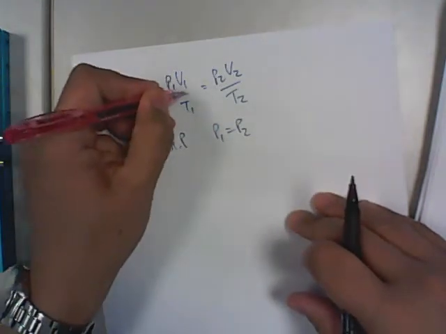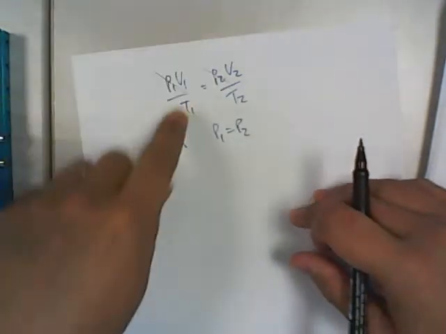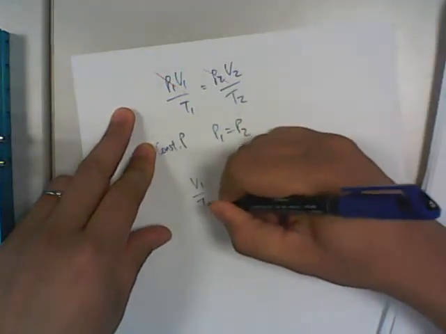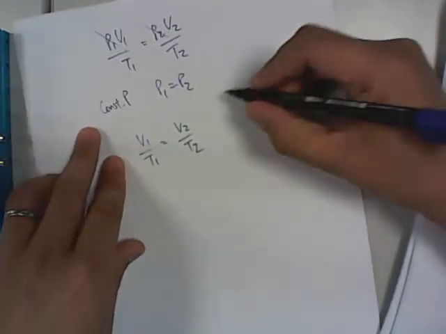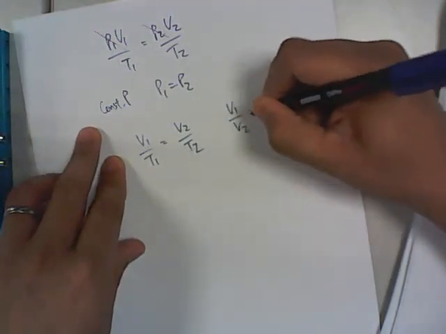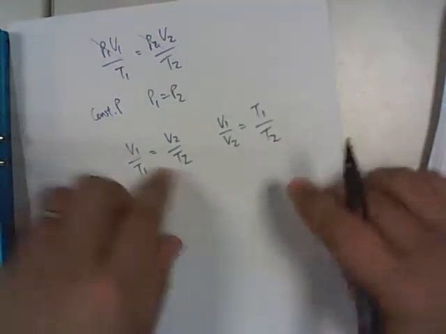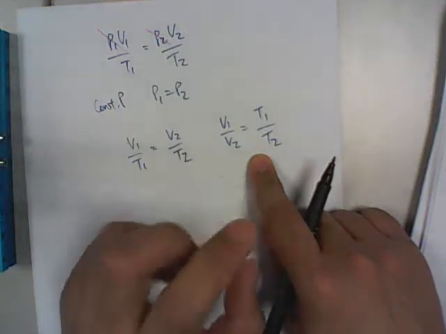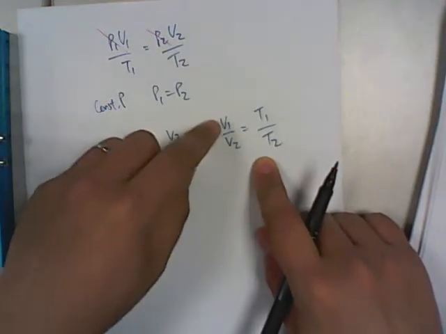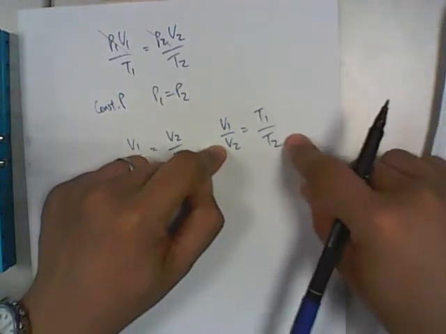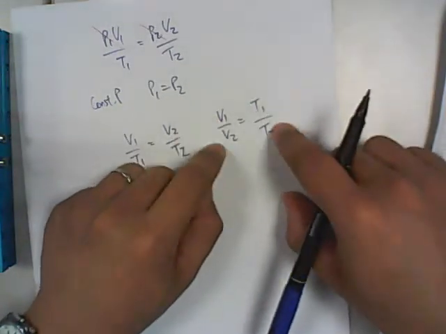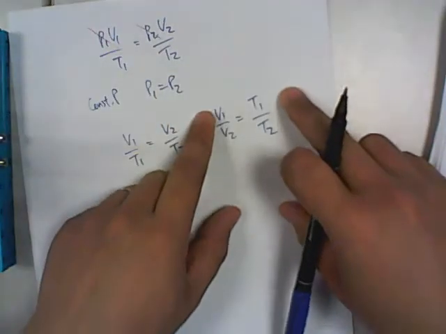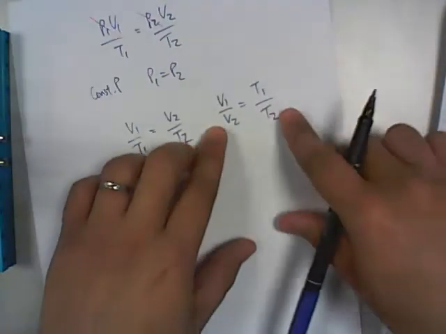What will happen if this happens? You can actually see that this equation gets simplified to become V1 over T1 equals V2 over T2. If I reorganize it again, it becomes V1 over V2 equals T1 over T2. Looking at this equation, it is instinctive to know that if the volume increases, the temperature should also increase, if the pressure stays the same. So this is a direct linear relationship, and it is also stated over here.